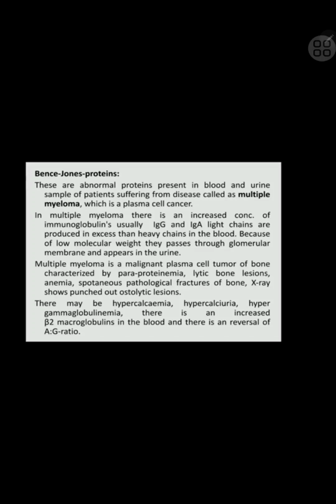Some of the biochemical changes in case of multiple myeloma are there may be hypercalcemia, that is increased blood calcium level. There may be an increased excretion of calcium in urine leading to hypercalciuria. There may be hypergammaglobulinemia, increased gamma globulins in the blood. There is an increased beta-2 macroglobulins in blood, and also there is a reversal of albumin globulin ratio.